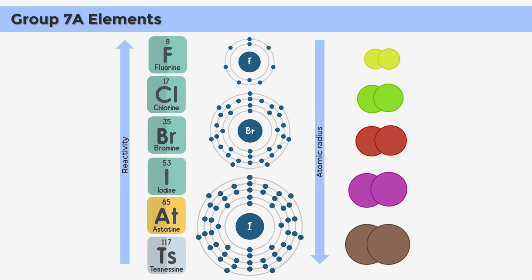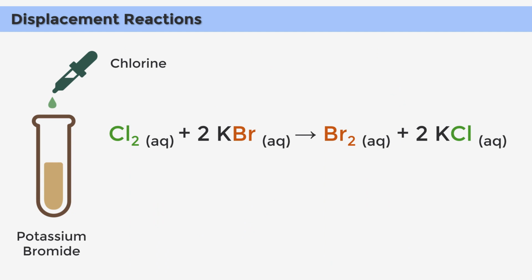Consequently, their reactivity decreases since the attraction for valence electrons of other atoms is also lessened down the group. This decrease also occurs due to the decrease in electronegativity. Therefore, the nucleus of atoms of larger atomic radii exhibits a weaker pull. This makes fluorine the most reactive element out of the group. A more reactive halogen will always displace a less reactive halogen in a compound.